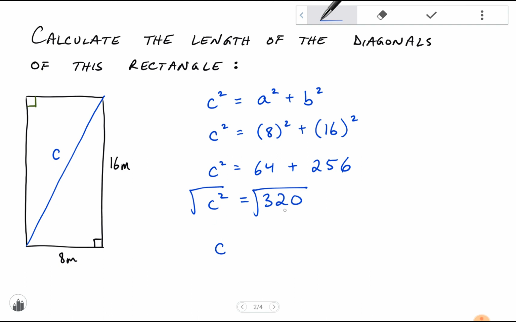And the square root of 320, we can punch that into our calculator, 17.8885, and let's round that off to 17.9. And again, the units here are meters. So the length of the diagonal, which is the hypotenuse of this right triangle, is 17.9 meters.